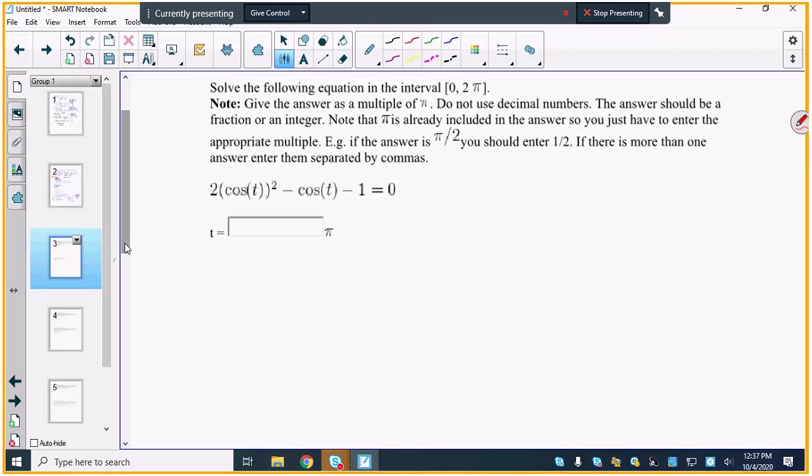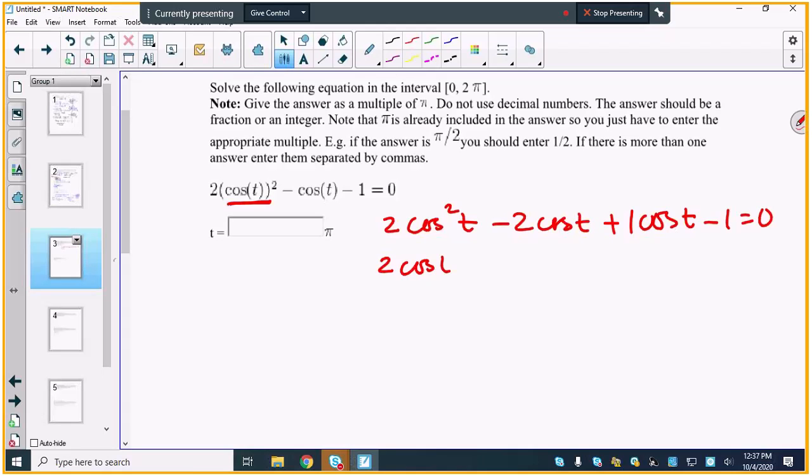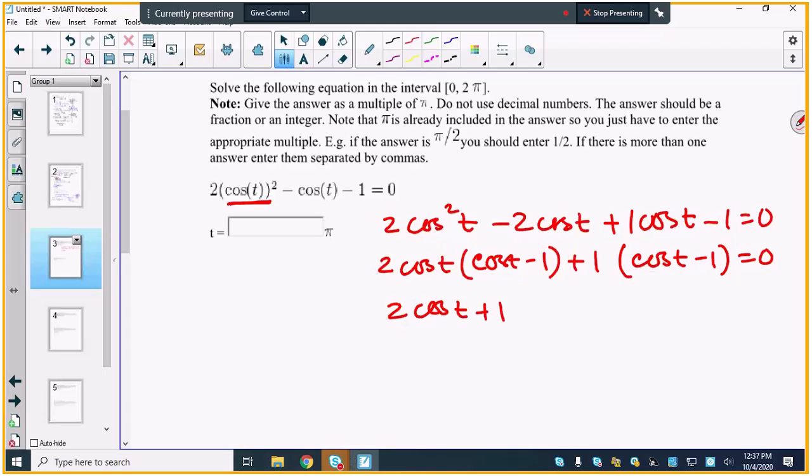So this one is saying 2 cosine t whole squared minus cosine t minus 1 equal to 0. And this looks like a quadratic equation, so I can factor it. So what I do, I write it as 2 cosine squared t, that's the same thing as cosine t whole squared, minus 2 cosine t, and this is what I'm doing to factor them, plus 1 cosine t, and then I have minus 1 equal to 0. From the first two terms, I factor out 2 cosine t and get cosine t minus 1. Then I factor out plus 1, still get cosine t minus 1 equal to 0. So I have 2 cosine t plus 1 times cosine t minus 1 equal to 0.